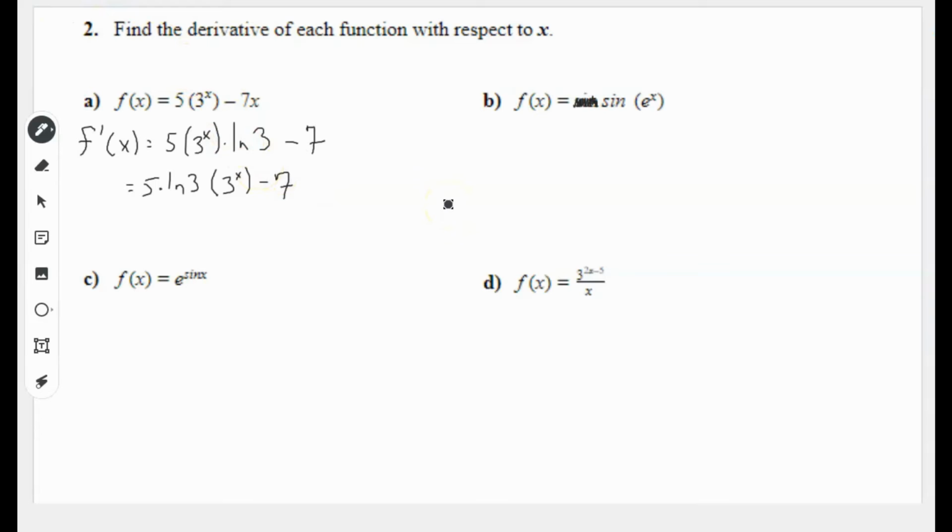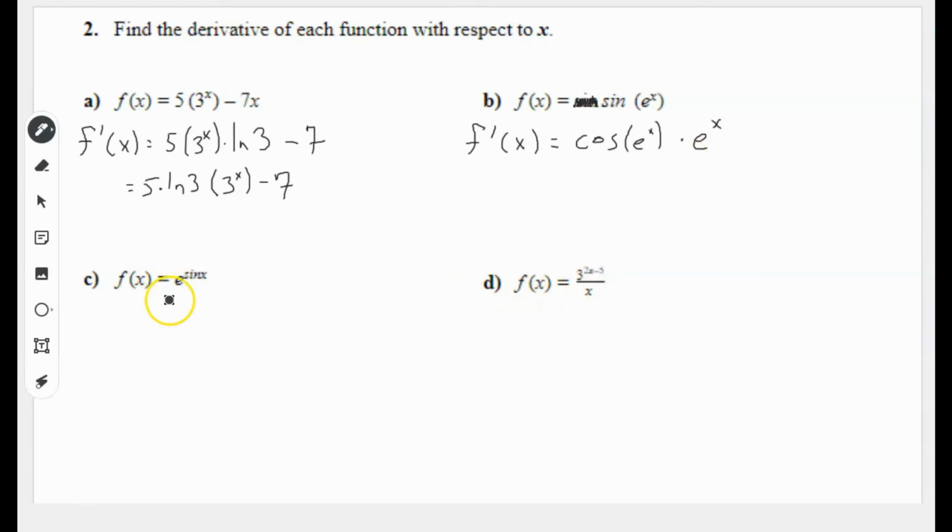We have sine of e to the power of x. So to find the derivative, first, the derivative of sine is cosine. So we're just going to write that, and we're going to leave e to the x alone. And then we need to find the derivative of this function, which is e to the x. And the derivative of e to the x is e to the x. Right? Now you could multiply that by the ln of e, but the ln of e is just 1. So we don't need to do that. So that's it for that one.